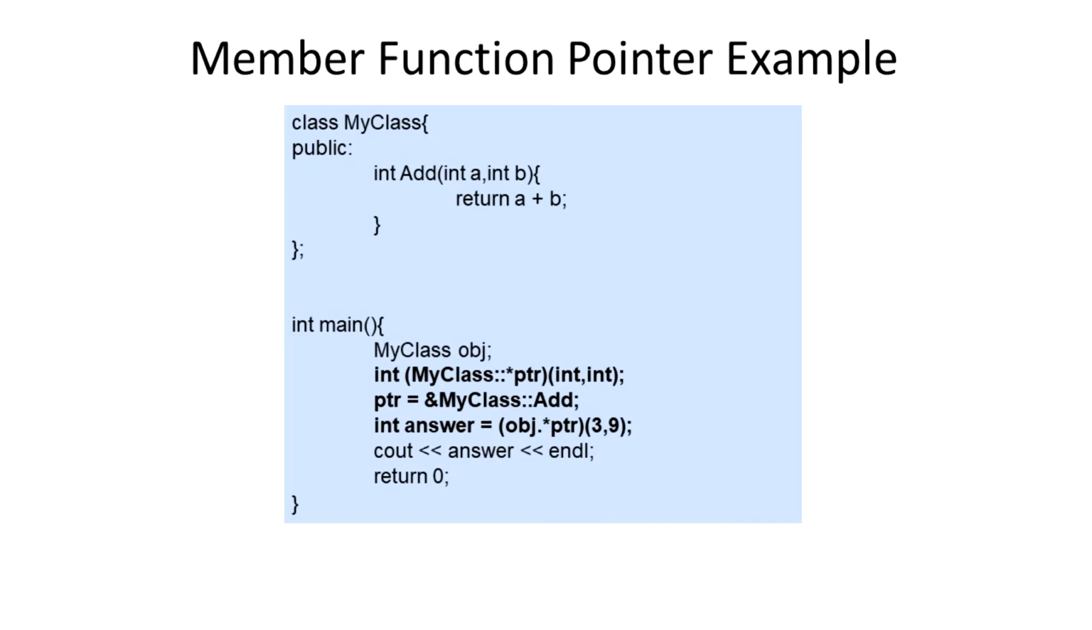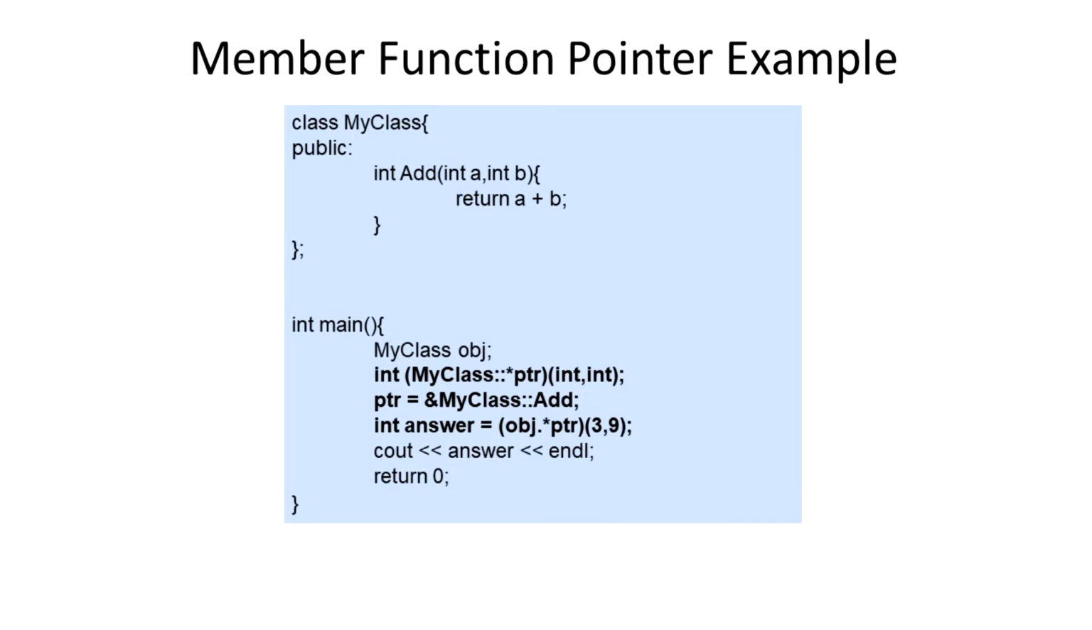It's a similar process to pointing to functions outside of classes. The only difference here is that we have to modify the syntax slightly to be specific to the scope where the function is defined. Here's where we refer to my class and then scope resolution operator. And also we have to abide by the object-oriented principles, where if we're referring to a dynamic member function, then we need to create an object of the class in order to be able to access that dynamic member function.